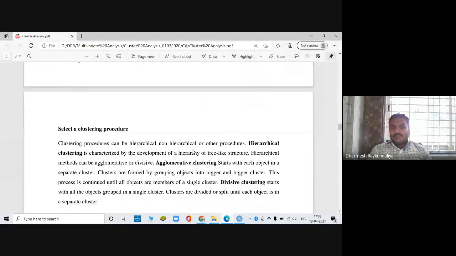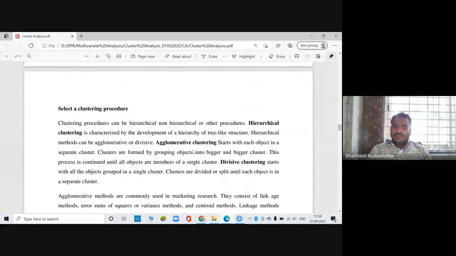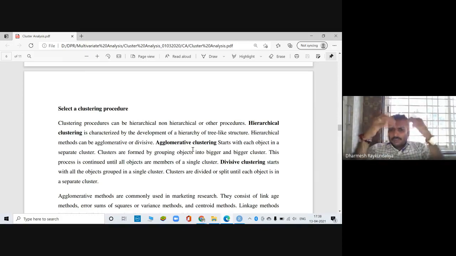Now select a clustering procedure. A clustering procedure can be hierarchical, non-hierarchical, or another procedure. Hierarchical clustering is characterized by the development of a hierarchy or tree-like structure. In a tree, as you keep joining the roots, it goes higher up, and then it becomes the entire tree.